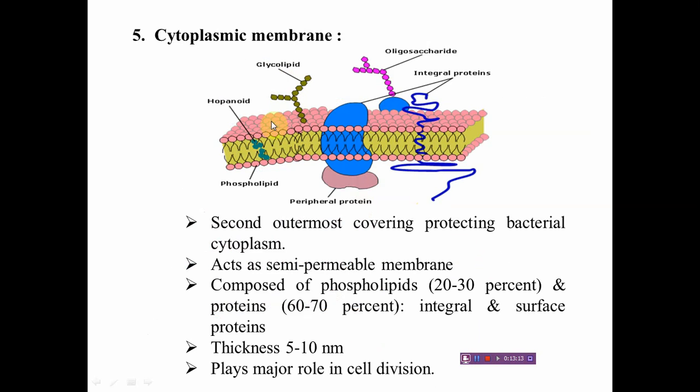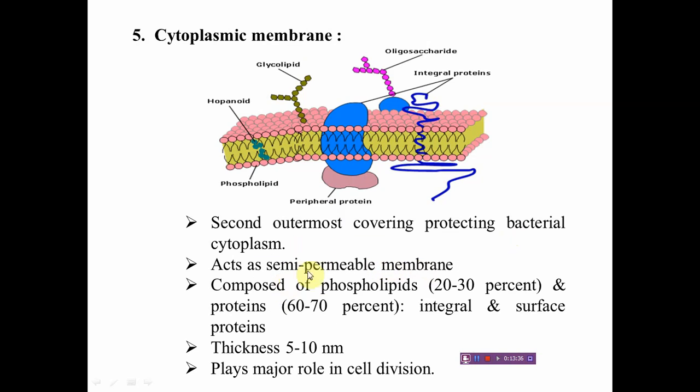The next structural component of the bacterial cell is the cytoplasmic membrane. It is the innermost membrane, found in the inner part of the cell wall. It is the second outermost covering of the bacteria, which protects the cytoplasm and inner organelles.